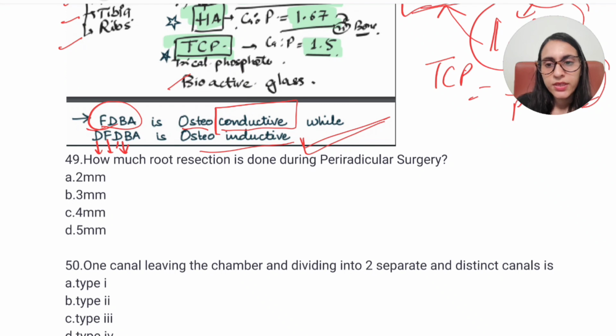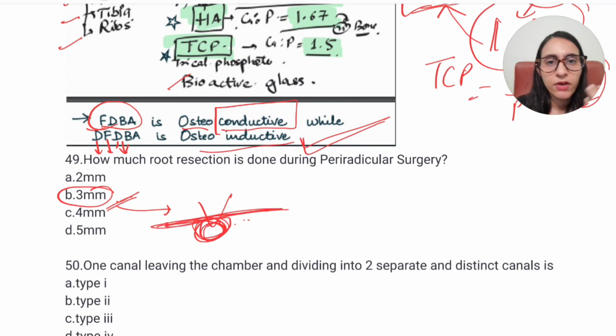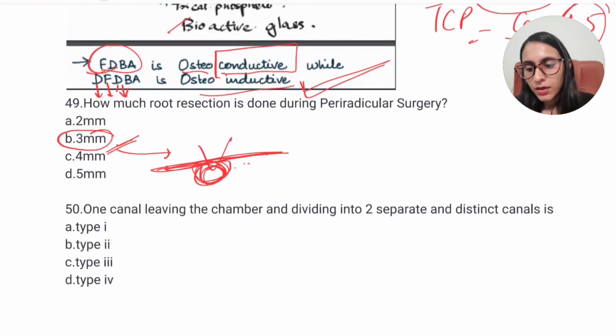Now coming to how much root resection is done during a periradicular surgery. It is 3 mm of root resection that is performed. This procedure involves the removal of a portion of the root to treat conditions having persistent infection or cyst or any pathology that is related to the tip. So we cut 3 mm. This we have also covered in our perio lecture series.